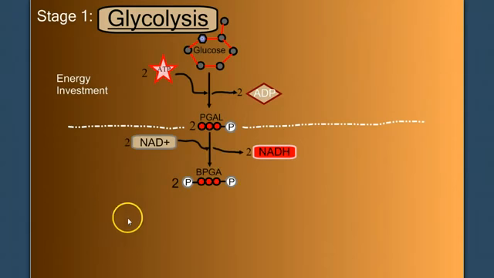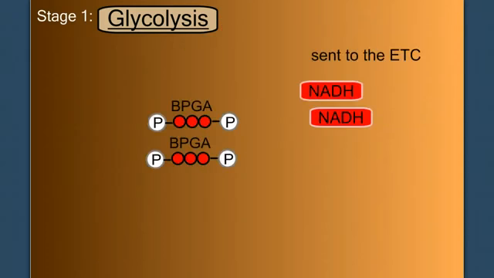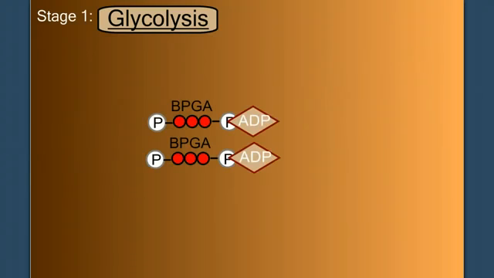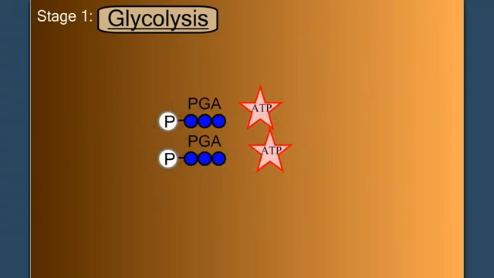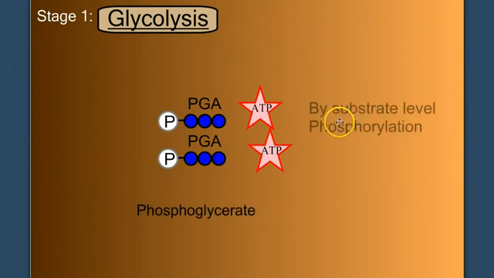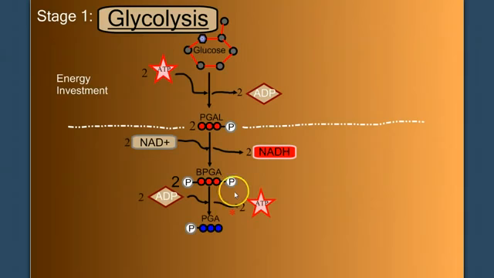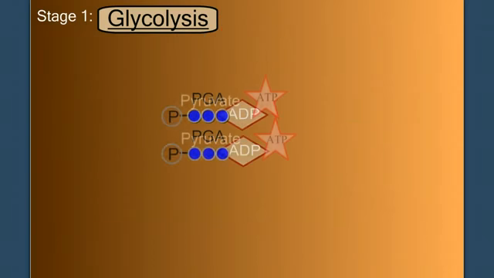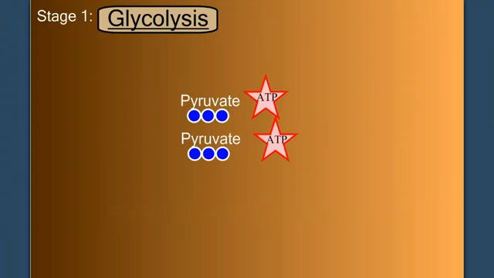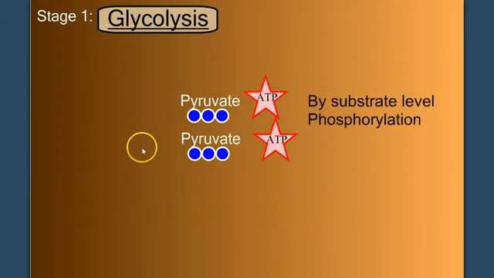So now we have BPGA, or biphosphoglycerate. Let's look at what happens to those molecules. The BPGA will phosphorylate ADP into ATP, and BPGA becomes PGA, or phosphoglycerate. And these ATP were made by substrate level phosphorylation. And let's add that to our flow chart here. So the BPGA phosphorylate ADP into ATP, becoming phosphoglycerate. The 2 phosphoglycerate then phosphorylate another 2 ADP into 2 more ATP, again by substrate level phosphorylation. And we end with 2 molecules of pyruvate.